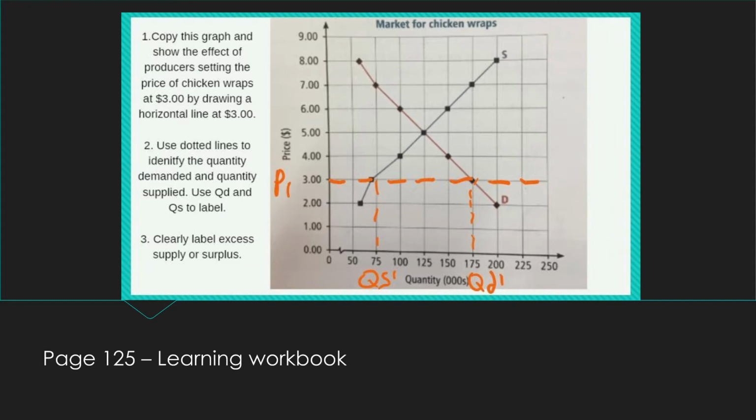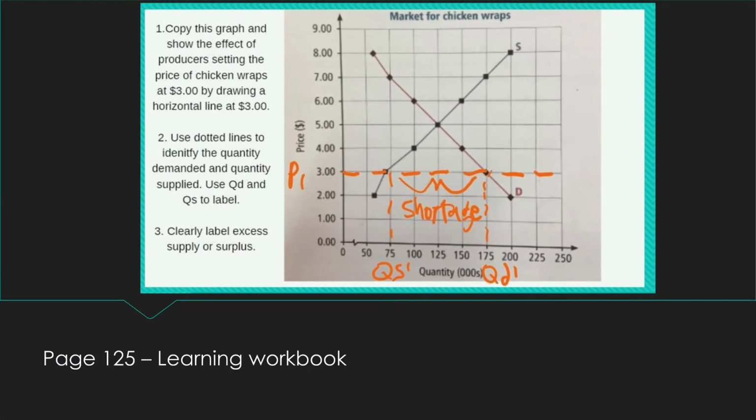Number 3, the question asks us to clearly label excess supply or surplus. So because the demand is higher than the supply, our demand is at 175,000 approximately, and our supply is only at probably about 70. I've drawn my line a bit too far across there. So we can say that our demand is now greater than our supply. So we've got a shortage in the market. So the way that you need to identify your shortage is either doing an arrow or a symbol like I have on the graph between the 2 points, and then writing the word shortage or excess supply. They both mean the same thing.